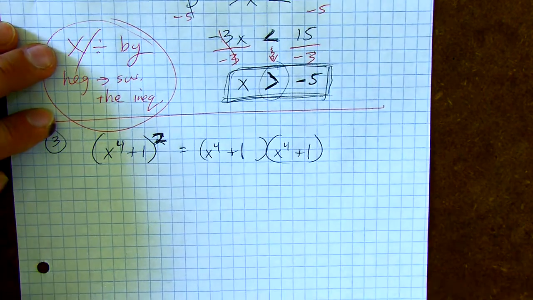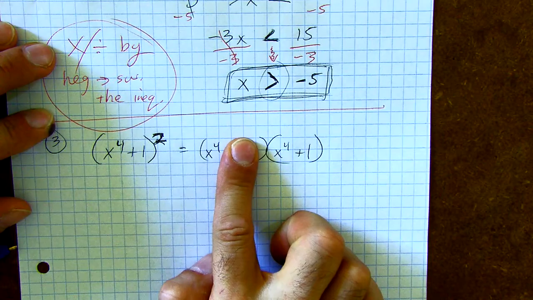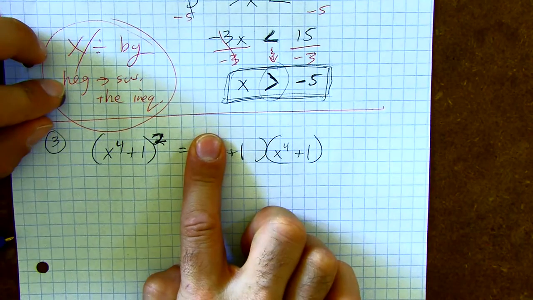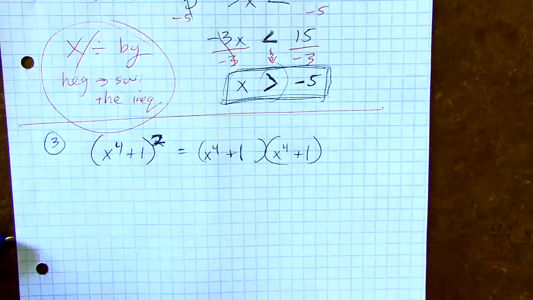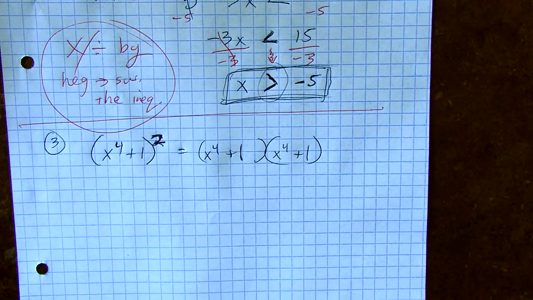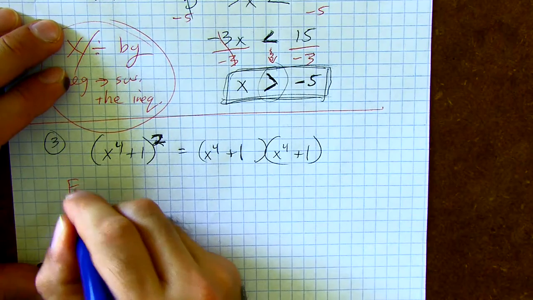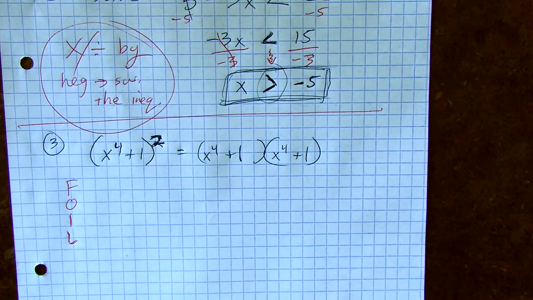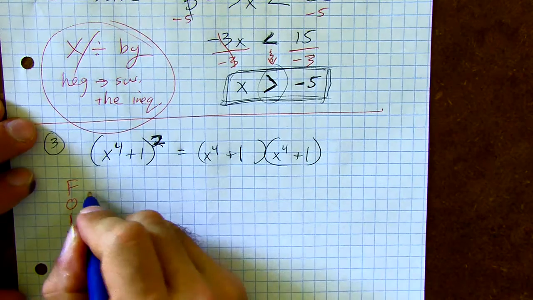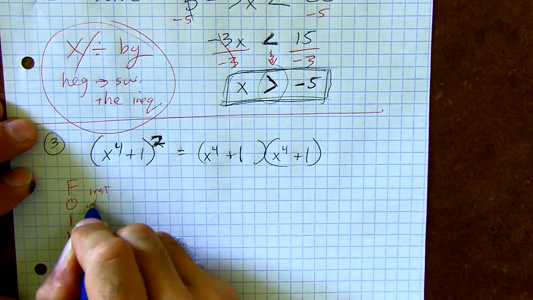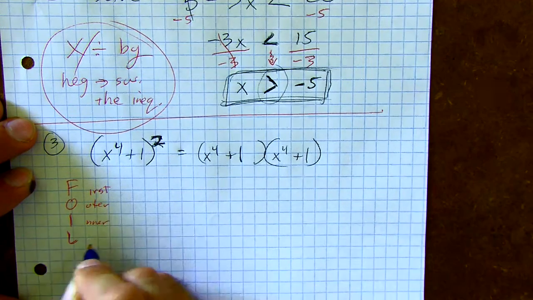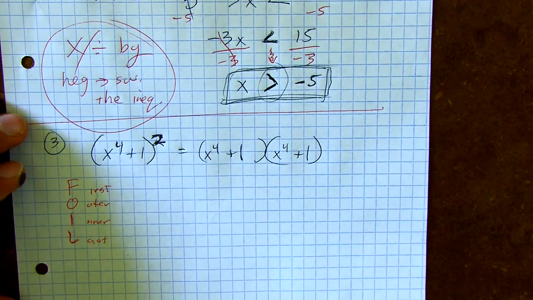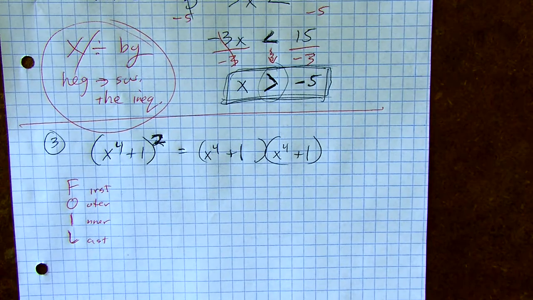You can think of this as just distributing the x to the 4th to this expression, then distributing the 1 to this expression, just like in a long line. Or you can remember the word that might help you: FOIL. So we're going to multiply the first, the outer, inner, last, and see what you get.